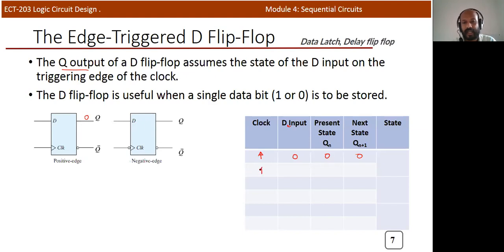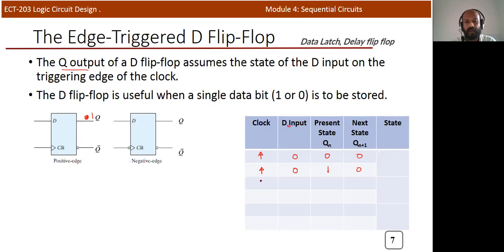So we'll consider another case. This is again a rising edge. Assume that there is a rising edge clock, and the D input is 0, but the present state of this particular flip-flop is 1. Okay, but the output of this particular flip-flop will change to 0, because the D input is 0, so the next output will be 0.